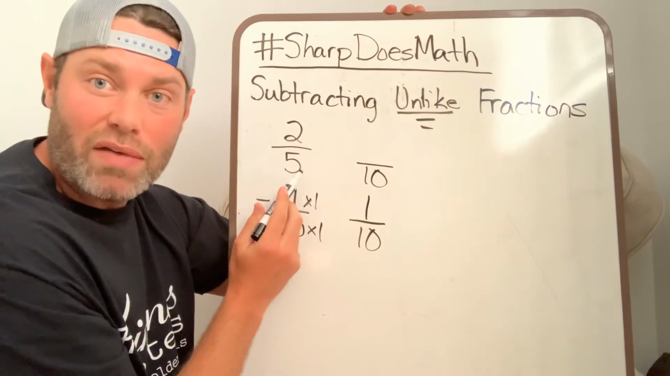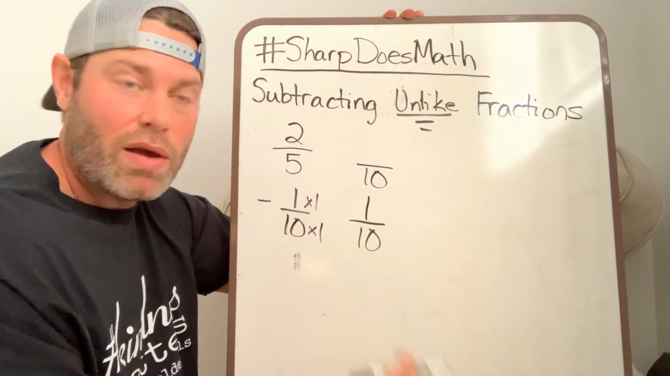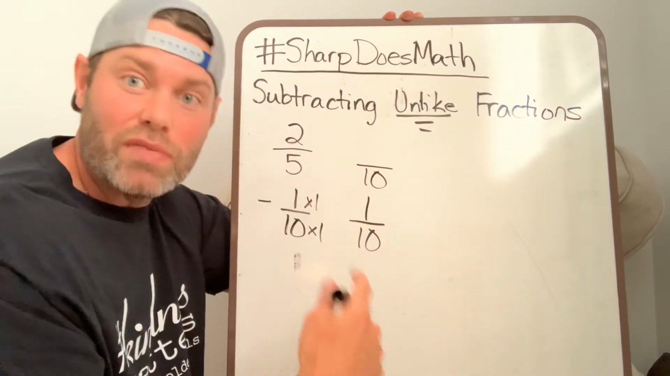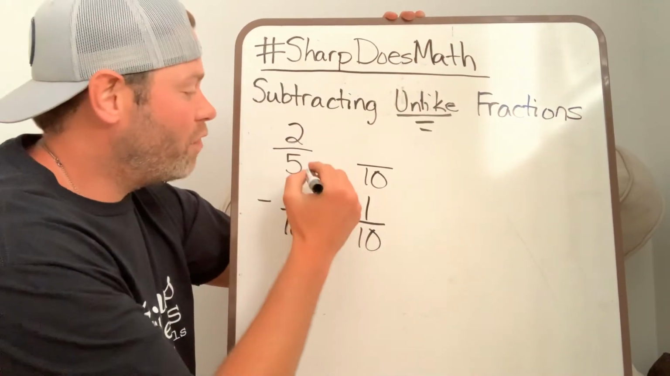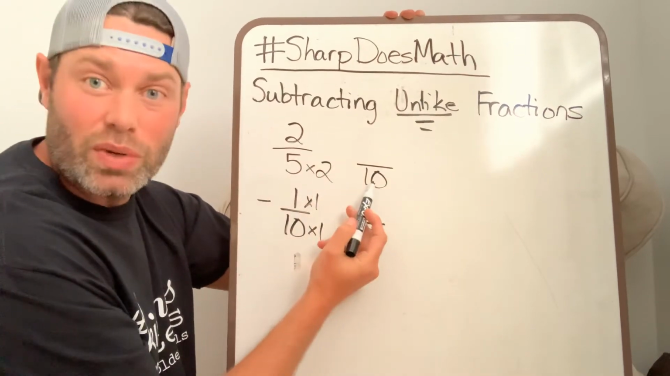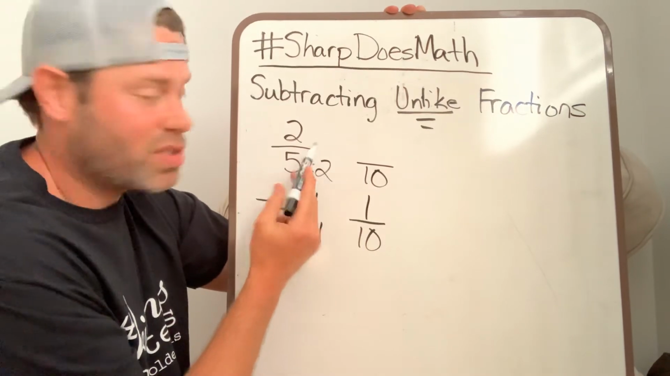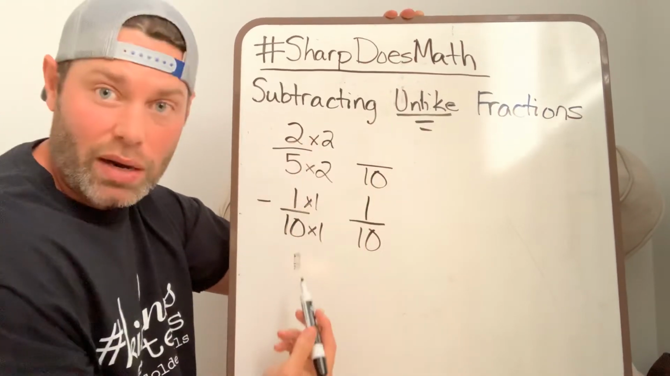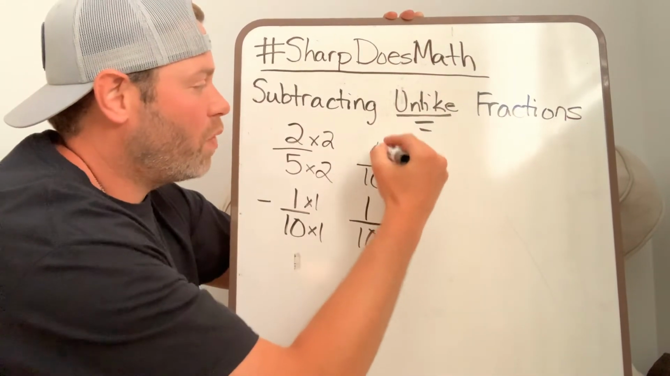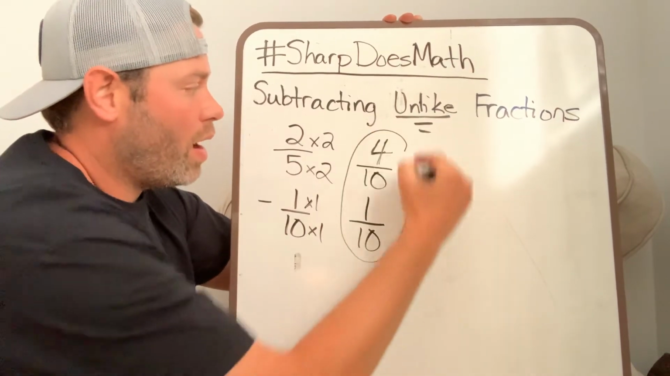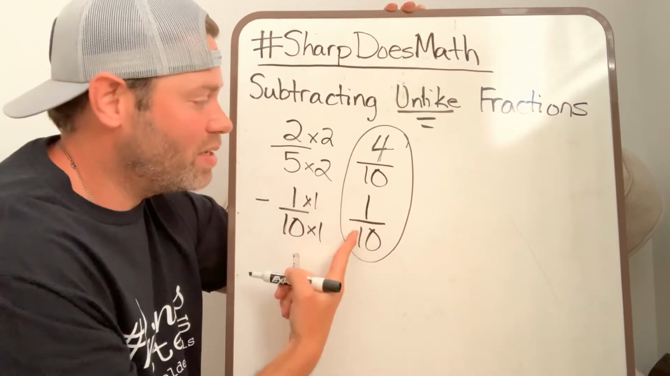Here, I have a 5, but I need it to become a 10. So you're thinking about multiplication. 5 times what would give you 10? So I know my math facts. Hopefully you do too. I know 5 times 2 is equal to 10, right? So if I multiply by 2 here in the denominator, I need to multiply by 2 here in the numerator, right? So 5 times 2 gave me 10. 2 times 2 gives me 4. And now I have like fractions. I have fractions with the same number in the denominator.